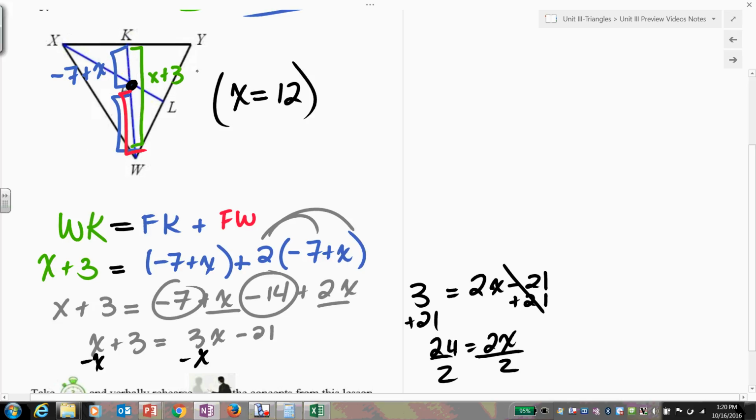Now let's see if this works. 12 plus 3. So x equals 12.